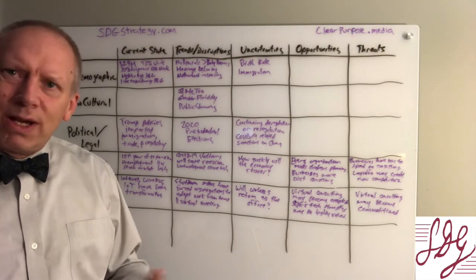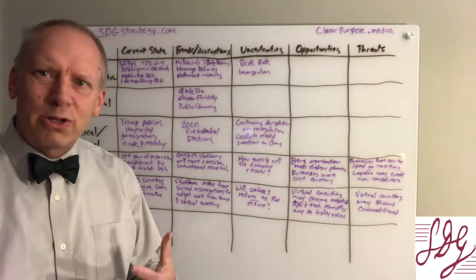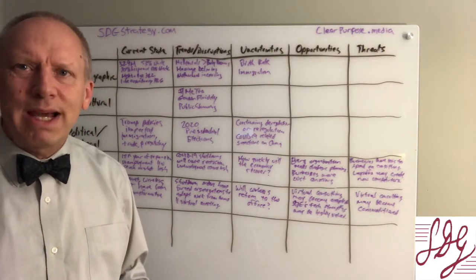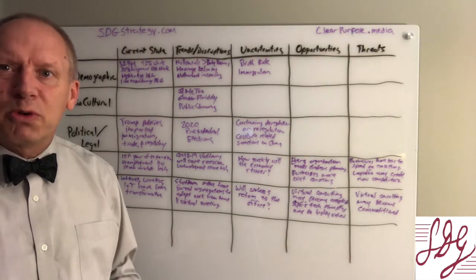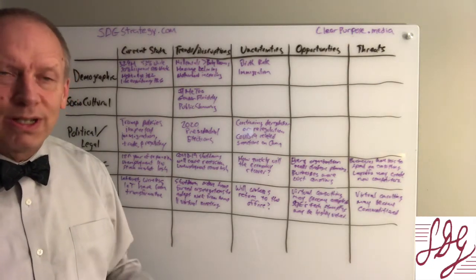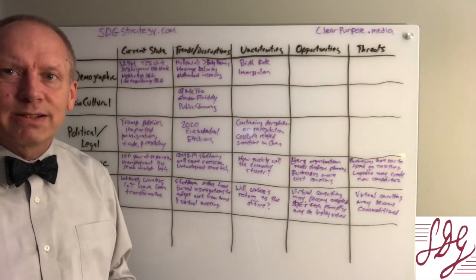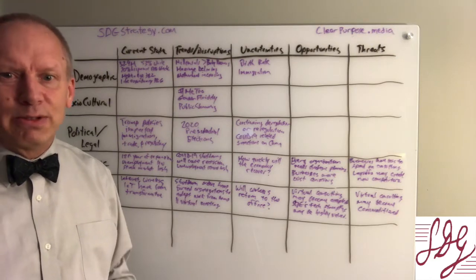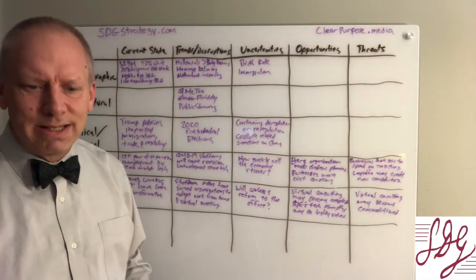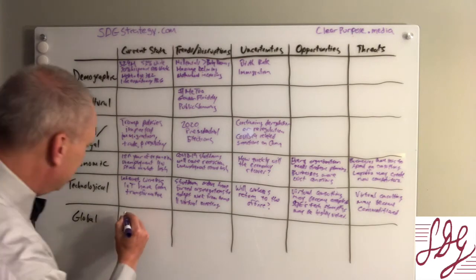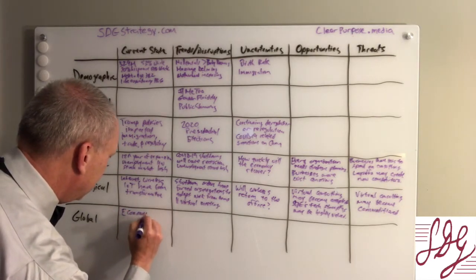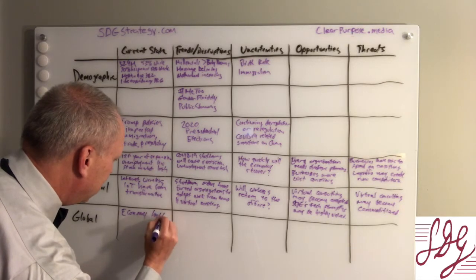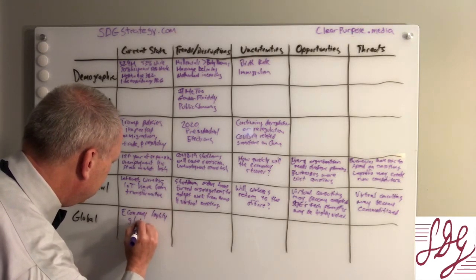Now, in the U.S., President Trump's trade policies had some impact, some reduction in that cross-border flow of money and services and products. But in general, it was a very highly globalized world. And so I'll just put economy highly globalized.